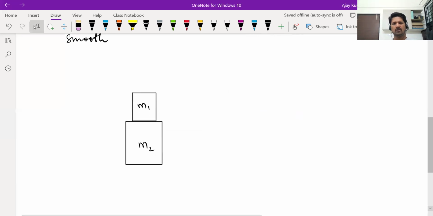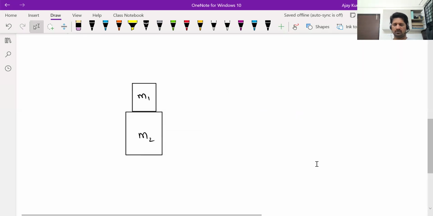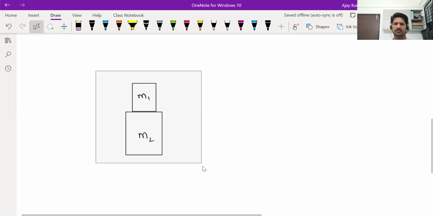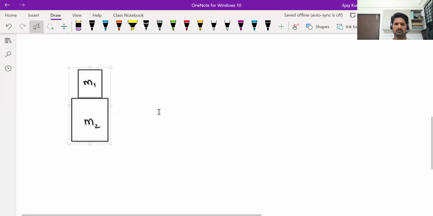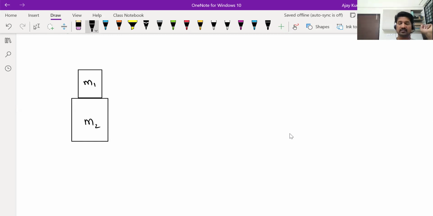What will happen? They'll fall down. We know they'll fall down. One of you quickly tell me, what makes the blocks fall down when you release them under gravity? Gravity itself. Okay, fine. Now, if I ask you whether they exert normal force on each other or not as they fall down, what will your answer be?